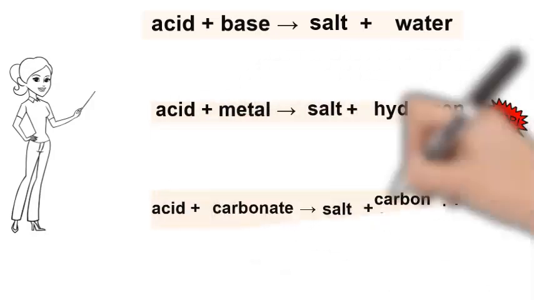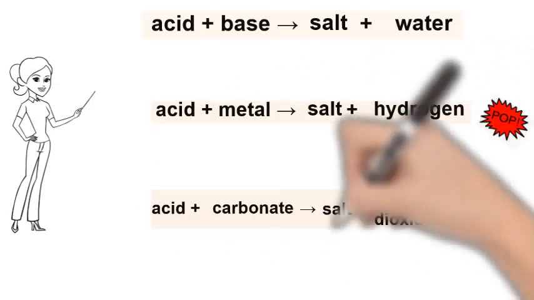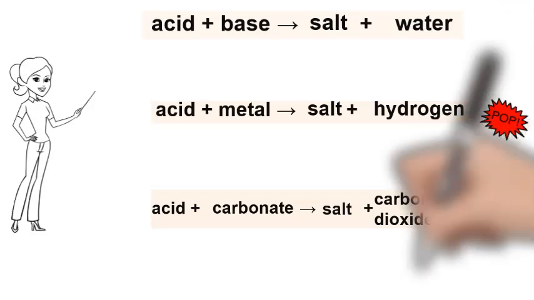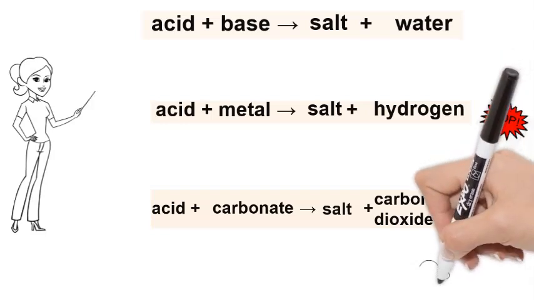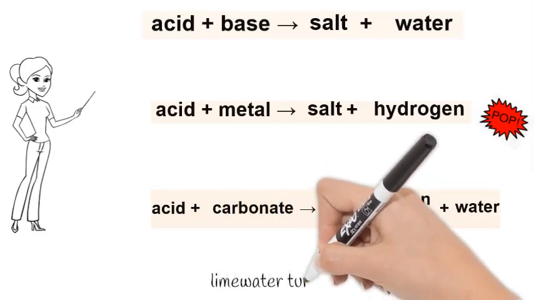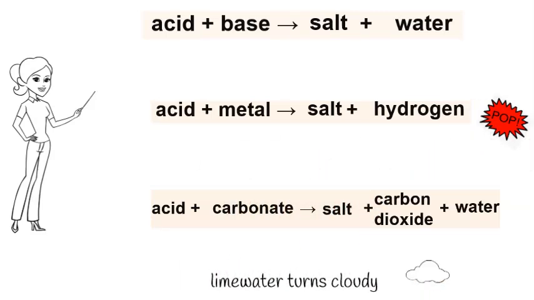And if an acid is reacting with a carbonate, it produces salt plus carbon dioxide plus water. Carbon dioxide can be tested by adding lime water, which goes cloudy. And that only happens in the presence of carbon dioxide. So we've got to get these in our head. So let's start wrapping. Acid and a base gives you salt and water. Acid and a metal gives you salt and hydrogen. Acid and a carbonate gives you salt, carbon dioxide, water. Your turn.